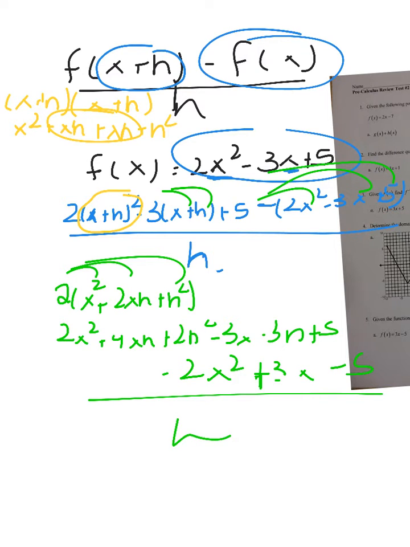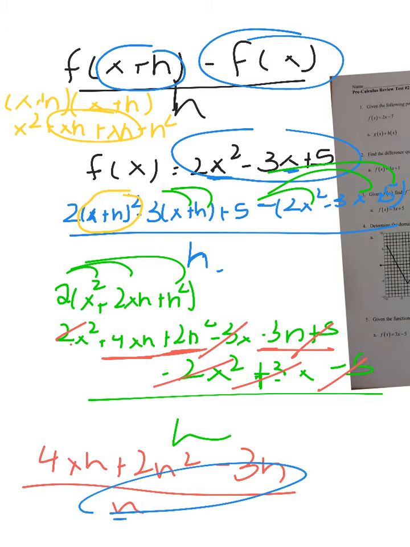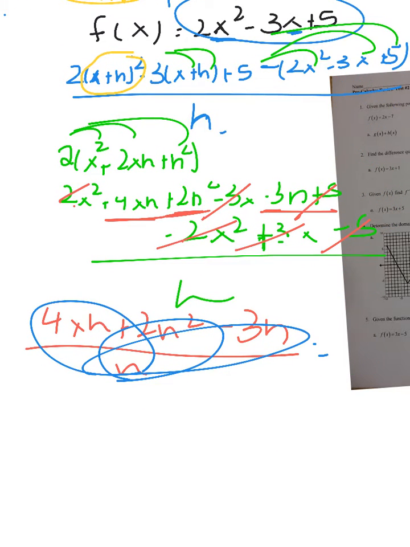So what happens is a whole bunch of things cancel. So 2x squared and minus 2x squared, they cancel because they're opposites. Then we have negative 3x and positive 3x cancel. Positive 5, negative 5 cancel. So I'm left with 4xh plus 2h squared minus 3h, all over h. And now I reduce all my h's here. So I'm left with 4x plus 2h minus 3.